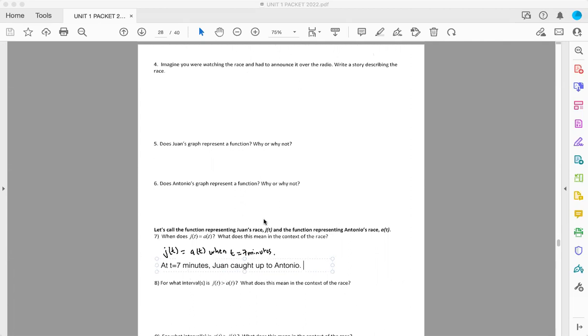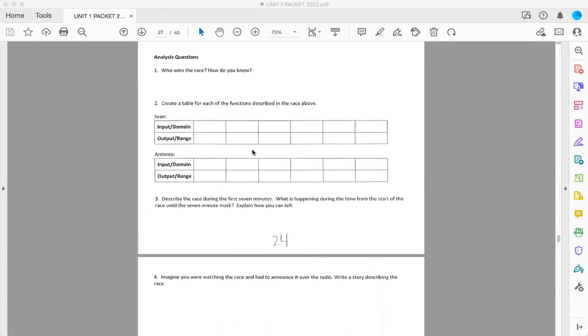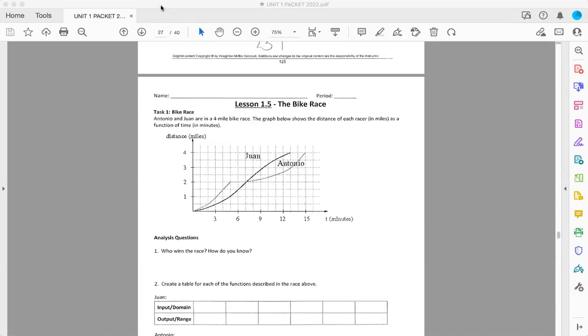For number 8, it says, for what intervals is J of t greater than A of t? J of t is greater, that means the y value is above. So let's go back to the previous page. Remember, you may mistake which graph is which, but Antonio is this one, and Juan is this one. This is J of t, and this is A of t.